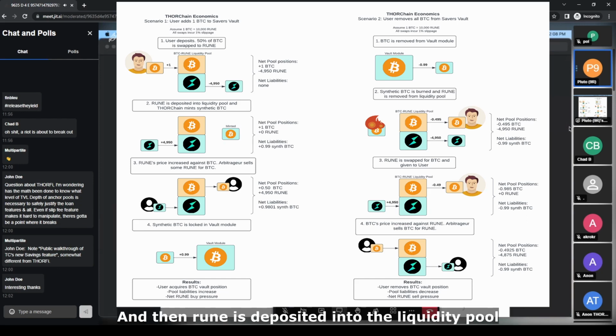And then Rune is deposited into the liquidity pool, using that half of the Rune that you swapped for. That is deposited into the liquidity pool and is used to mint a synthetic BTC. And now that you have that synthetic BTC, it goes ahead and gets locked into the vault module as a savings position. So what happens in between there is that Rune's price increased because we added BTC, and we, all right.